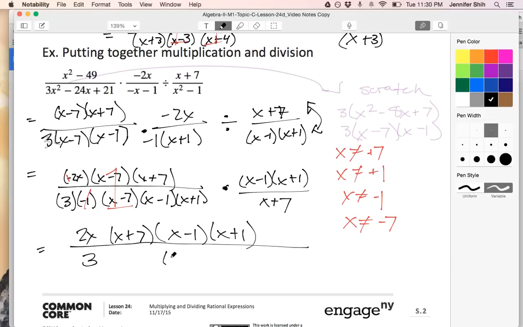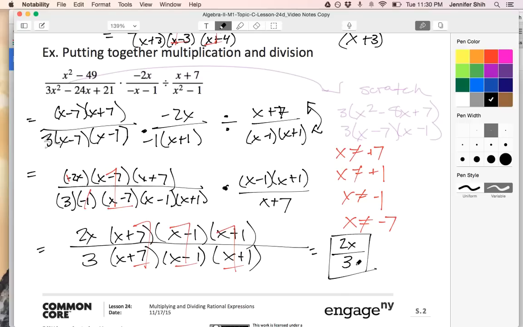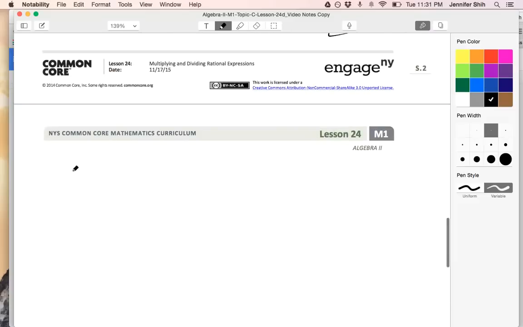And conveniently, I have all those factors in my denominator as well, x plus 7. And I can cancel away. Simplify to 1, simplify to 1. And I am left with 2x over 3. Check. There are no other variables that would make this denominator 0, so these are still all the values we have to exclude, and this is our fully simplified answer. Okay, write your summary at the bottom.